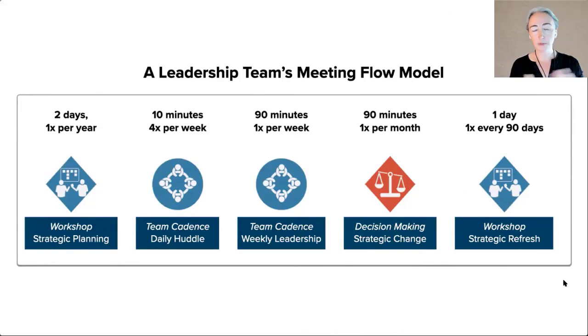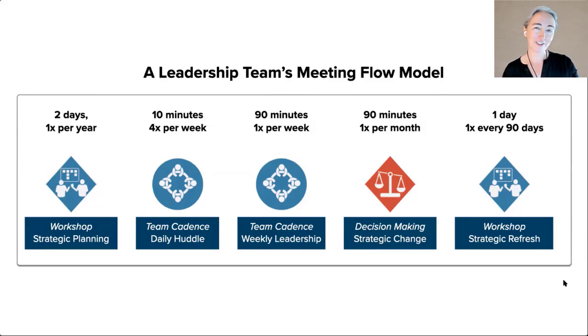So here's an example that, if you've been through any of my programs, you've probably seen, of what it might look like when you get those meetings designed. This is what we call a meeting flow model, and one that's very common to leadership teams. For example, perhaps once a year they get together and they set their strategy. That would be the strategic planning workshop.